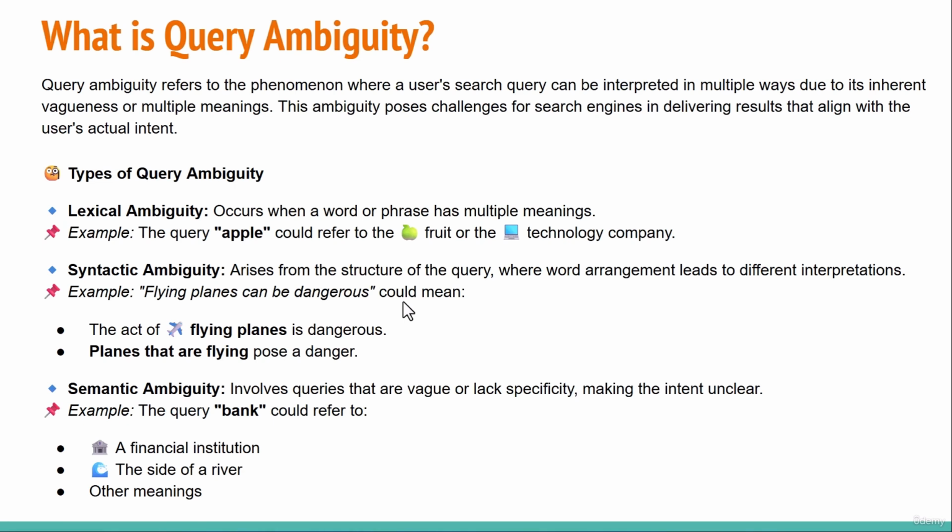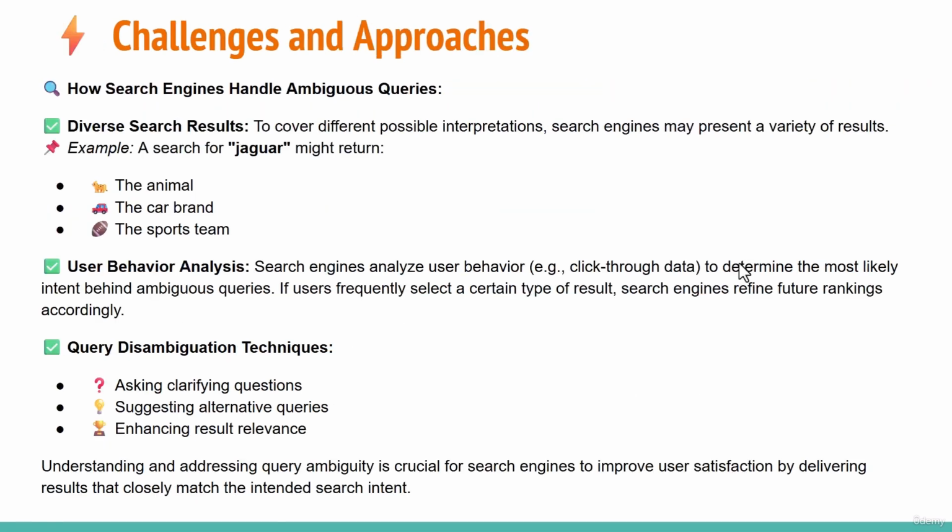After that comes semantic ambiguity. These are queries that are vague and lack specific details, making the intent unclear. If a person searches for bank, the search engine won't understand whether they want information about a financial bank, or if they are looking for the shore bank of a river or sea, or perhaps another type of bank, like a blood bank.